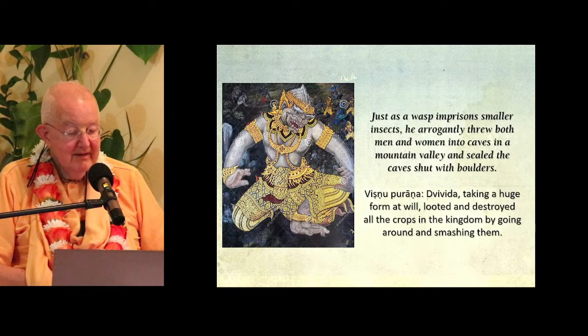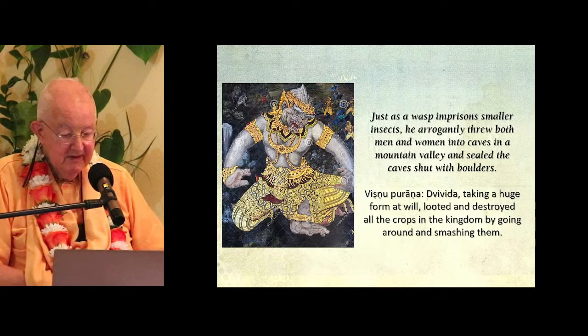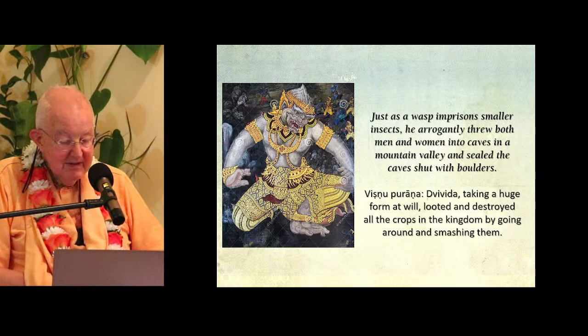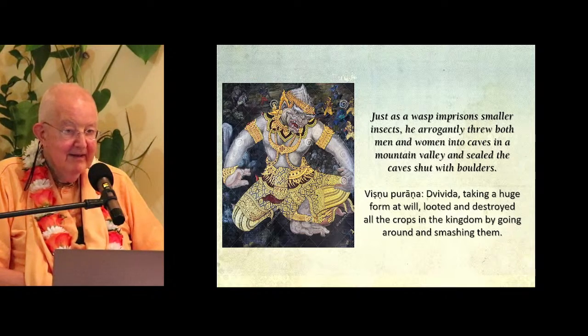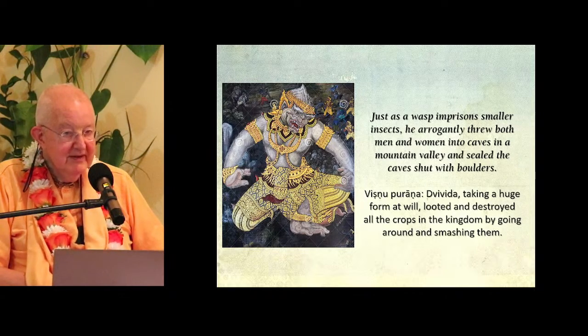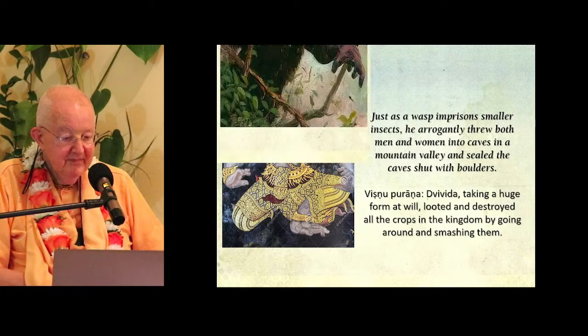Vishnu Purana also speaks of Dvivida. Taking a huge form, he looted and destroyed all the crops in the kingdom by going around and smashing them. It was a wild man. And all of this was because Krishna had killed his buddy, Narakasura. And having associated with him, he became corrupted and like him.